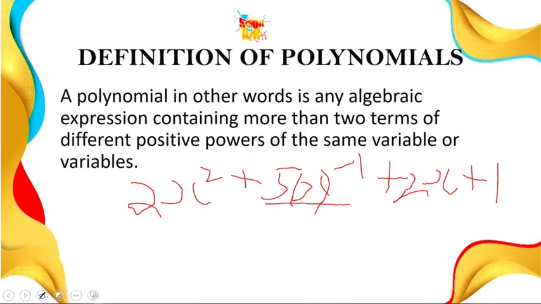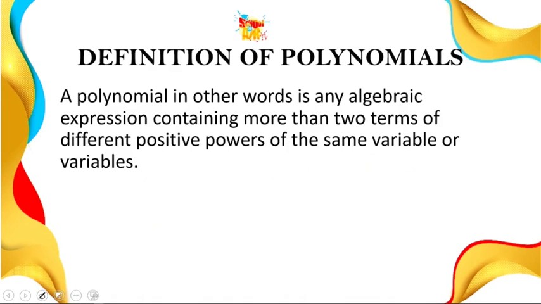So, a polynomial, in other words, is an algebraic expression containing more than two terms of different positive powers of the same variable or variables. Like in the case where we have 2x squared plus x plus 1. So that all the powers here are either positive or equal to 0.